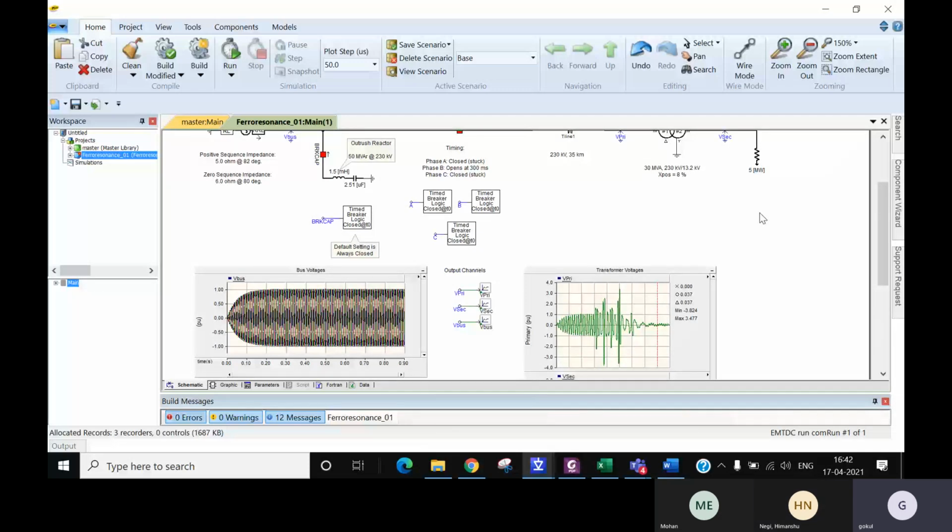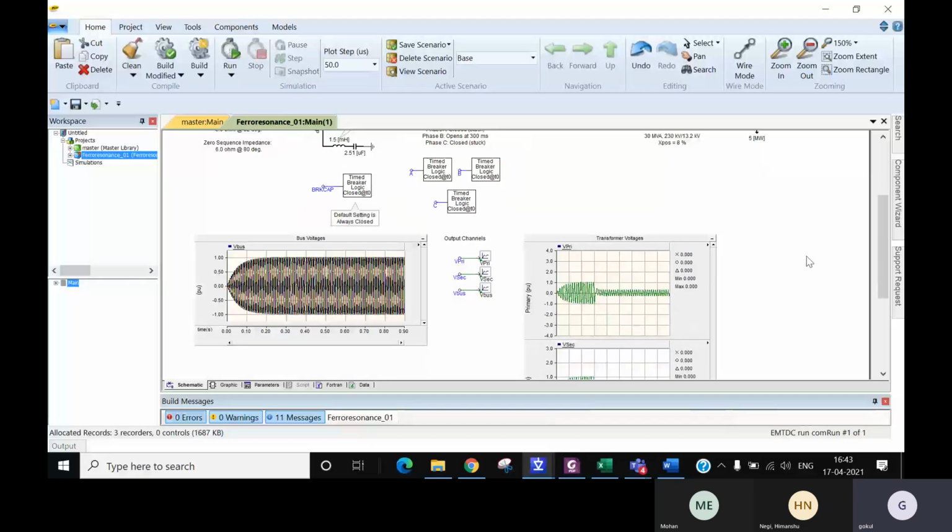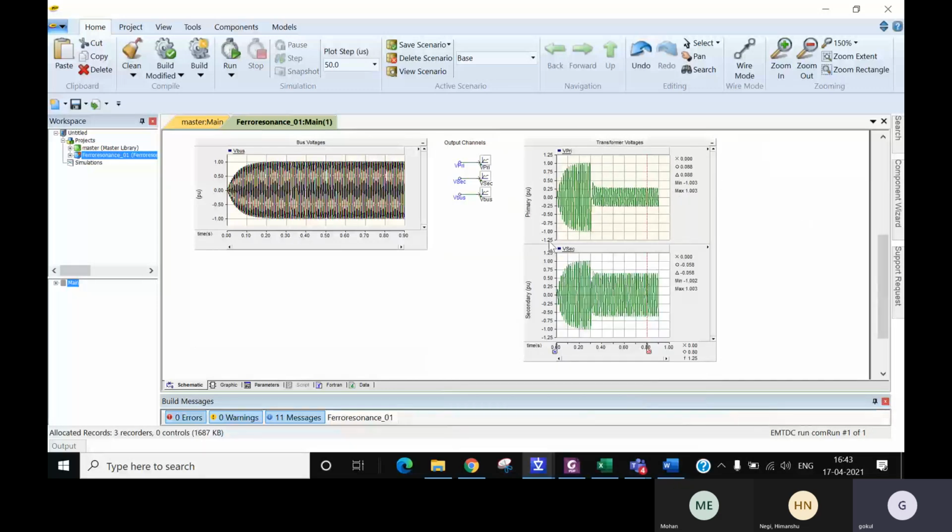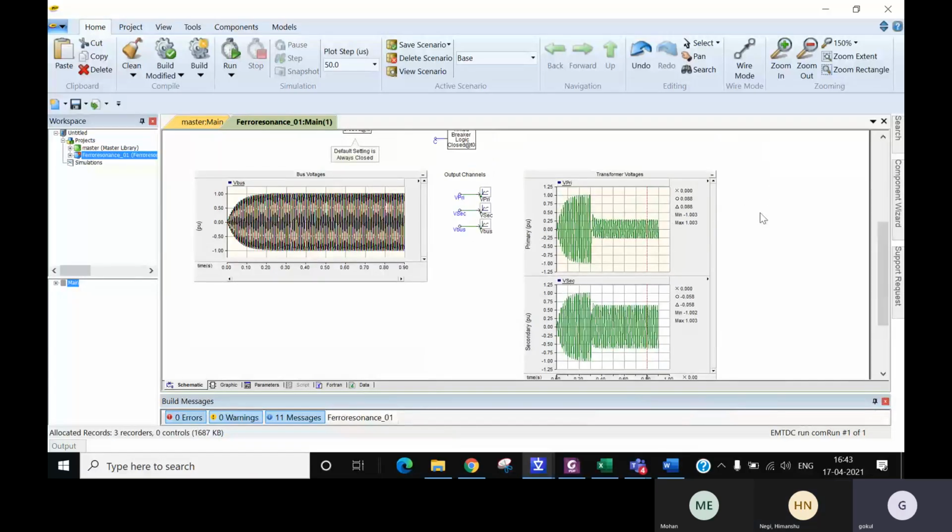I'll run this. I've read it in some papers, but I never used it in our projects. Okay, so this is mitigated, right? Show the marker, which is one per unit. The plot is saying that you are not having any oscillations just by increasing some load.